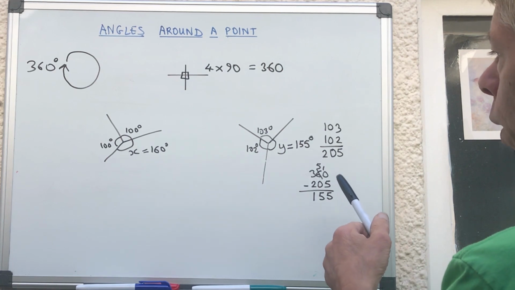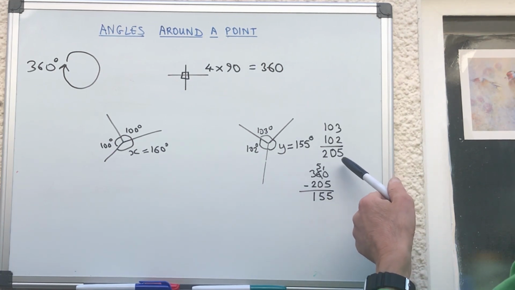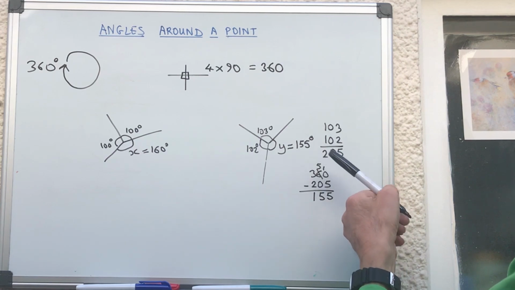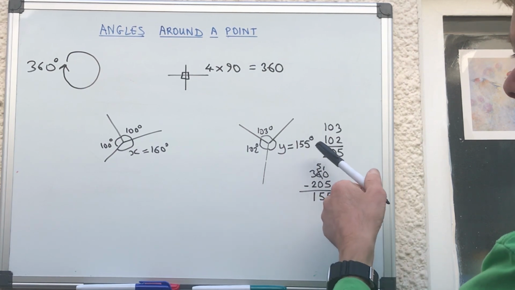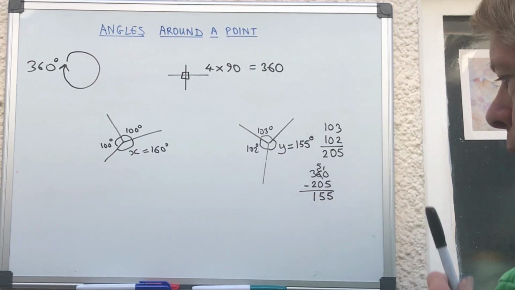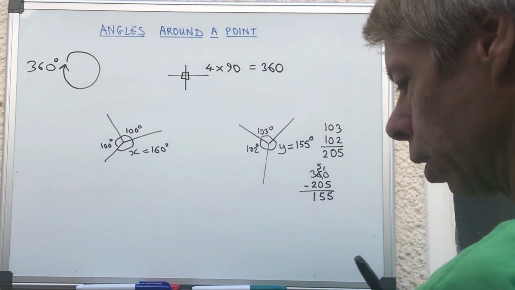So obviously we could have done that once we got our 205, which we could have done in our head. We could have counted on, add another 100 to get 305, add another 55 to get 360. So 155 plus 205 is 360. So there's two different ways you can do it. Okay, so let's do another one.